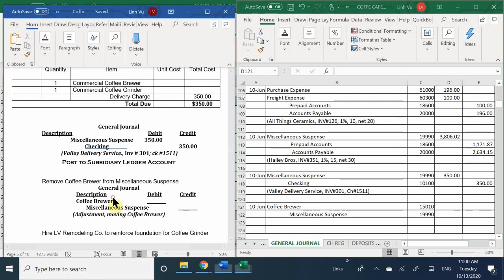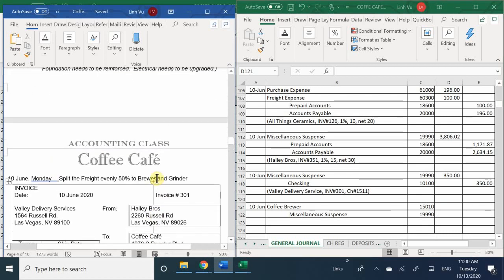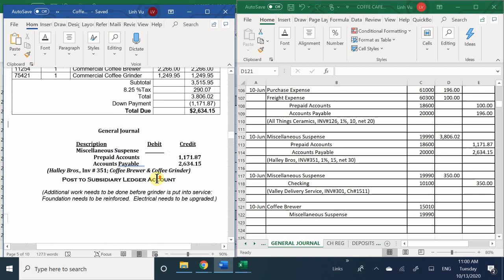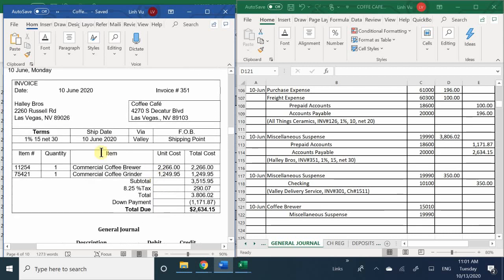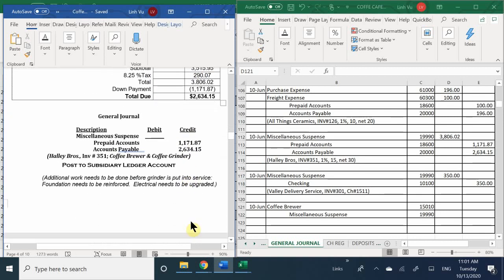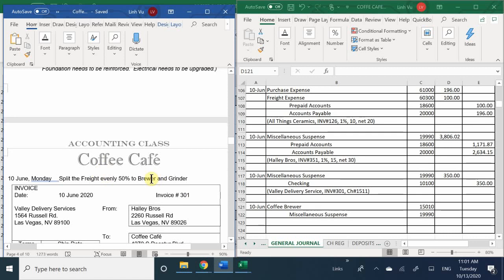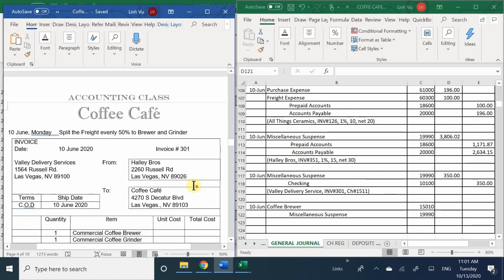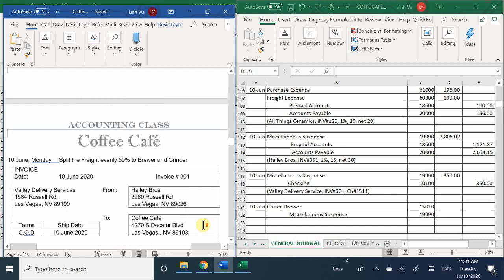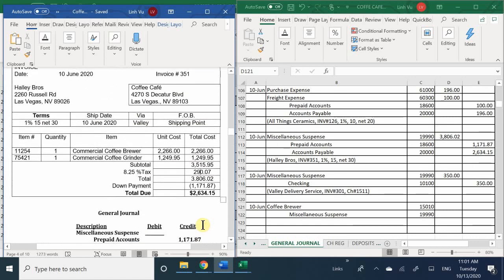Now, this is where we need to backtrack and actually calculate our grand total for the coffee brewer. So in this case, let's go back up to my original invoice of me receiving the actual item. I see here that my item is going to cost me $2,266. I have to apply the 8.25% tax on top of that. And then I need to also include the 50% freight charge for this as well.